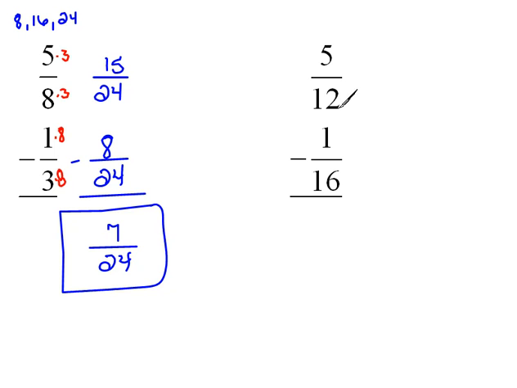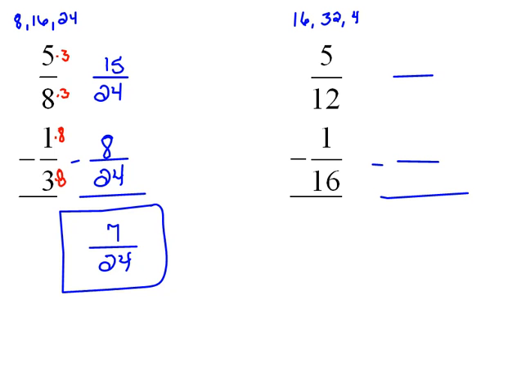All right, for our last one of these, here we have fractions with denominator of 12 and 16. So again, we're going to have a common denominator. So let's start with 16. 16 times 1, 12 won't go into that. 16 times 2 is 32. 12 won't go into that.